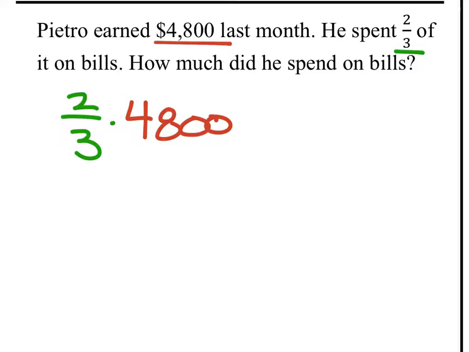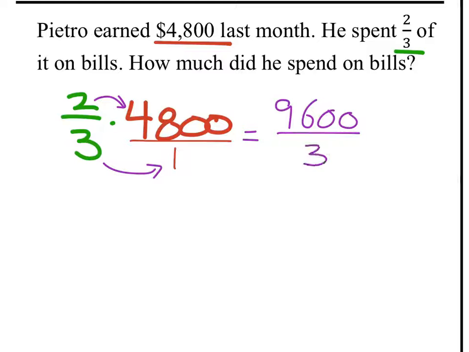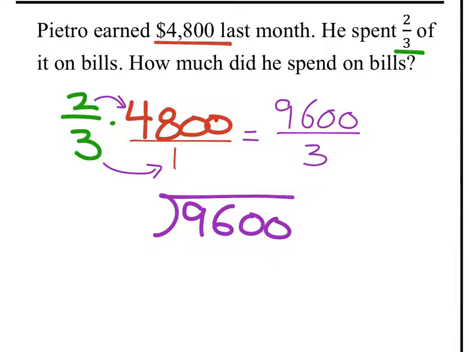Now if we go back, making this a fraction multiplication problem, and yeah, you could say I'm going to cross simplify at this point. It doesn't really matter. But right here I'd do 2 times 4,800, which is 9,600. And then 3 times 1 is 3. So this then becomes a problem of 9,600 divided by 3.